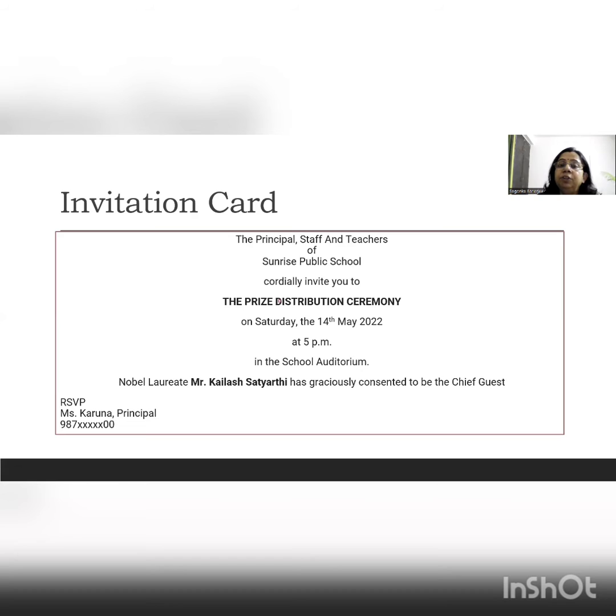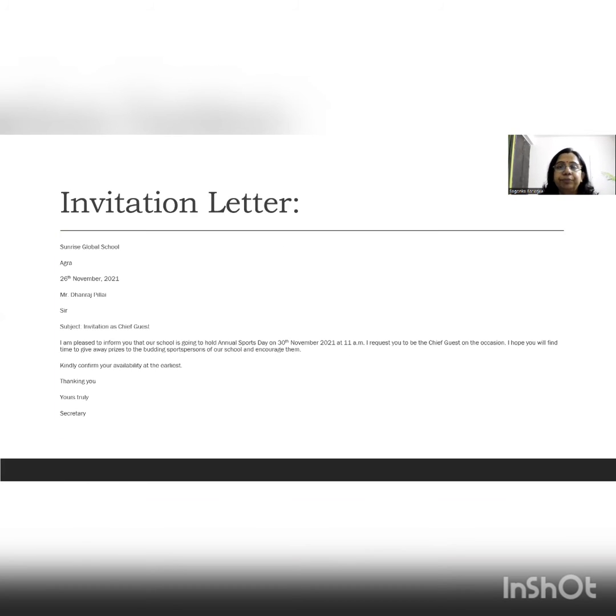This is the invitation card for a large gathering, and this is the formal invitation. Now, in case of formal invitation, we can also see this invitation letter. This invitation letter we will give to someone whom we want to invite to be the chief guest or the guest of honor. Because this is for one single person, this is written in the form of a formal letter.